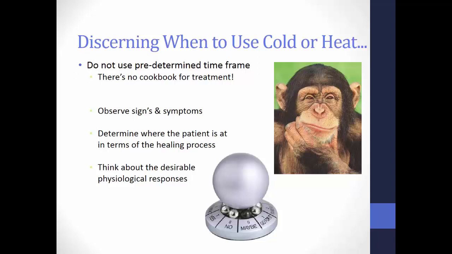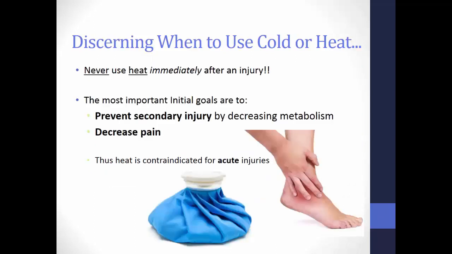As a clinician, you will need to determine where the patient is at in terms of the healing process. You will also need to think about the desirable physiological responses to determine if heat is appropriate. There is one important rule to using thermotherapy. Heat should never be applied immediately after an injury. The most important initial goal of the injury process is to limit secondary injury by decreasing cellular metabolism and the release of chemical mediators and to decrease pain. Thus, heat is contraindicated for acute injuries.